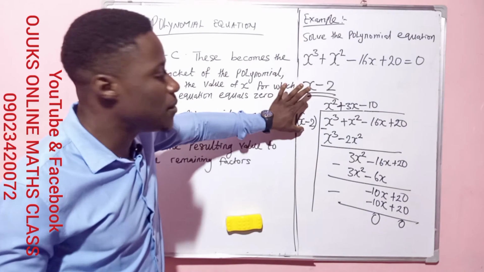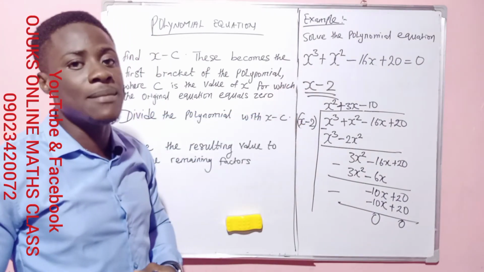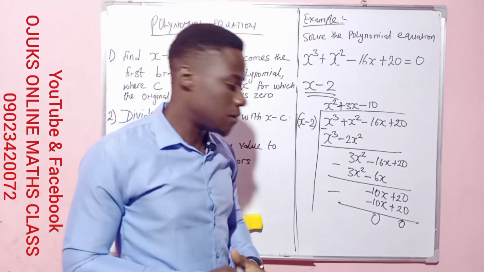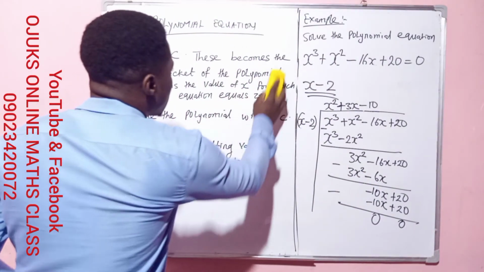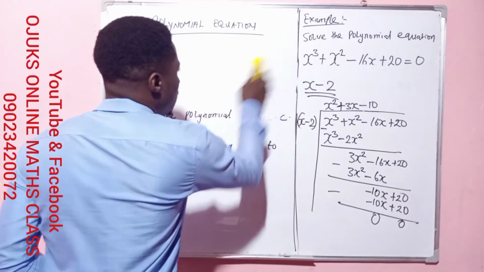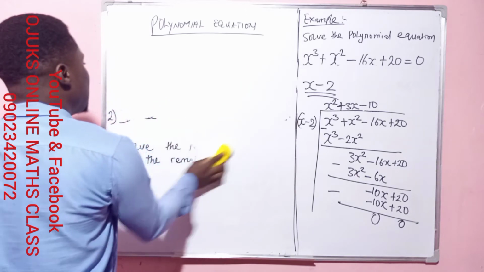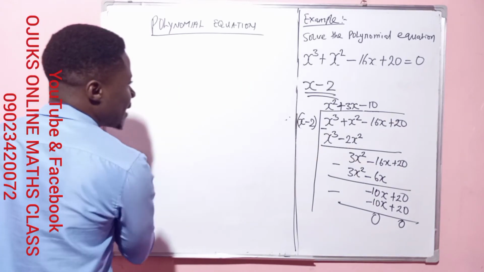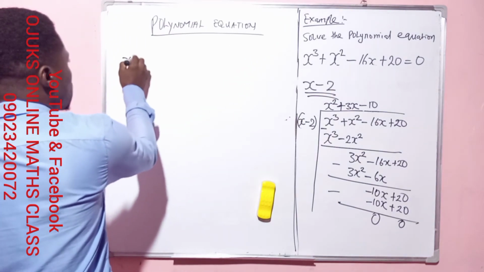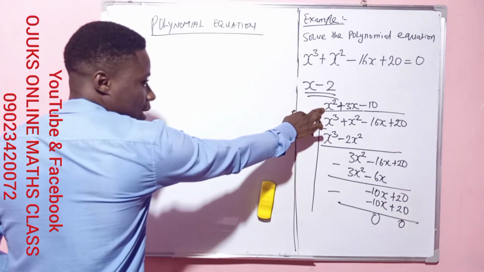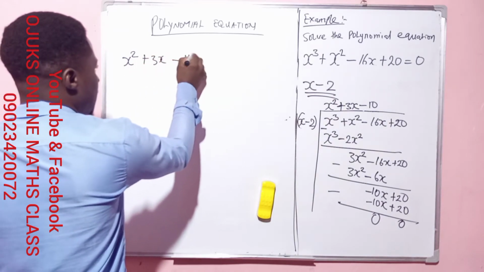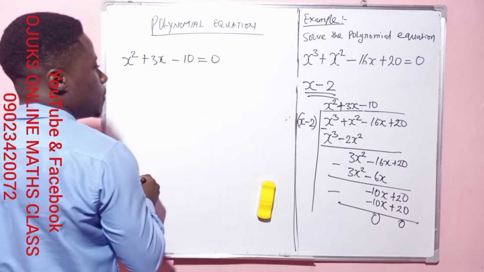Remember that this one becomes your first factor. Then you can get the remaining factors from solving the quadratic equation. Okay, we can now solve the quadratic equation and get the remaining values for x. When we do that, we have it that we have reduced it to a quadratic expression. As you can see, we have x squared plus 3x minus 10. We can equate it to 0.